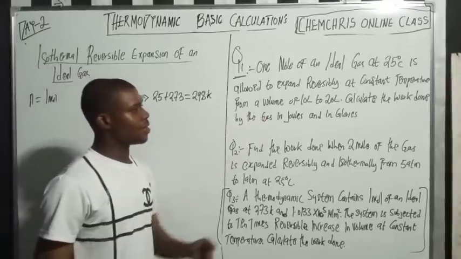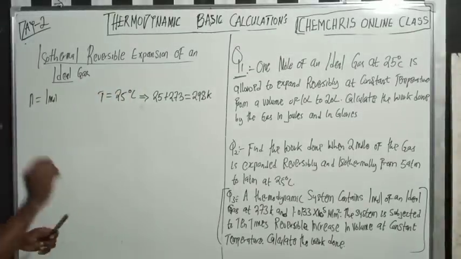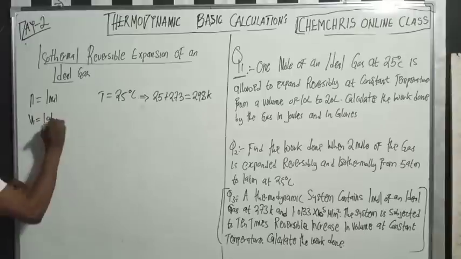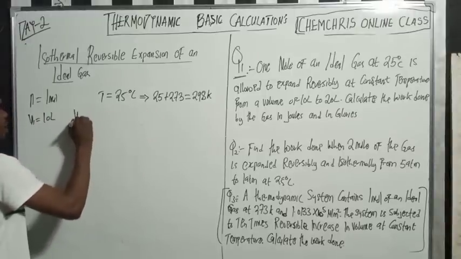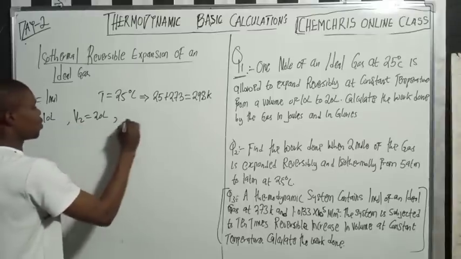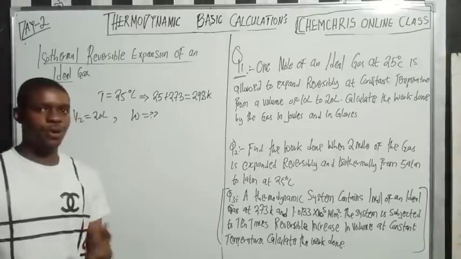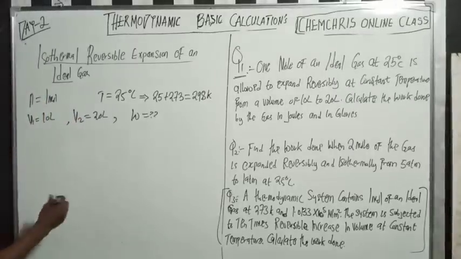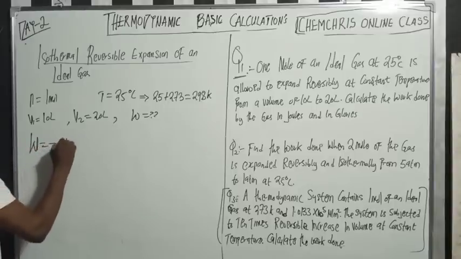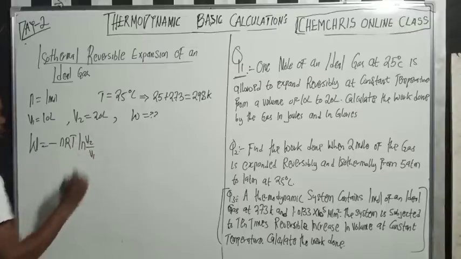Now, it's allowed to expand at a constant temperature for a volume of 10 liter to 20 liter. So my V1 is 10 liter. My V2 is 20 liter. They're asking, what is the work done? It's okay. So it's going to be an isothermal reversible expansion of an ideal gas. So W equals minus nRT ln V2 over V1, right?